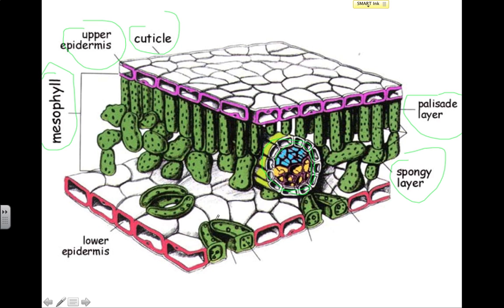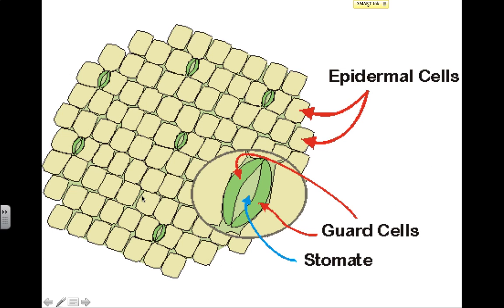Notice on the bottom epidermis, you're going to have these guard cells that are going to surround stoma. Together they make up stomata, and remember those are the pores that let gases in and out, and also hopefully prevent water loss. We'll talk about that here in a second.